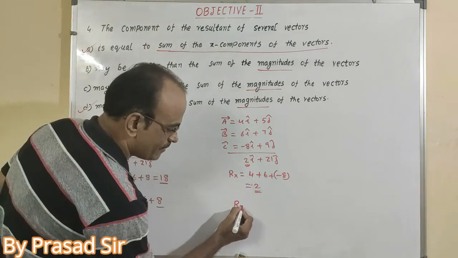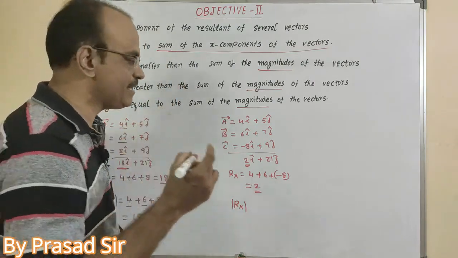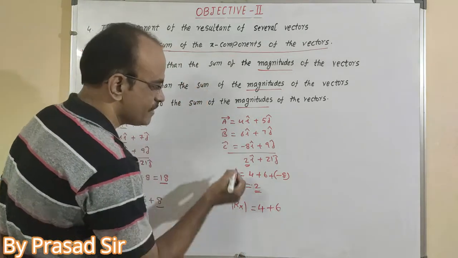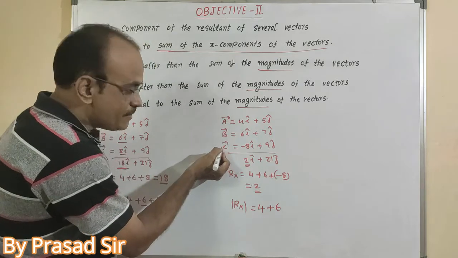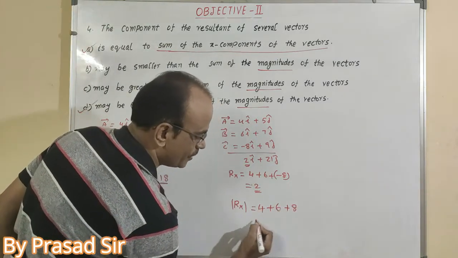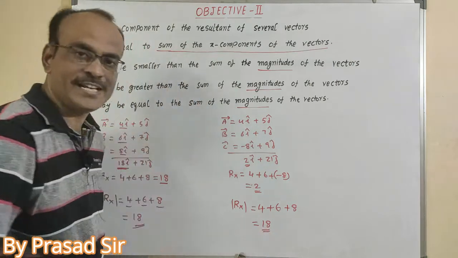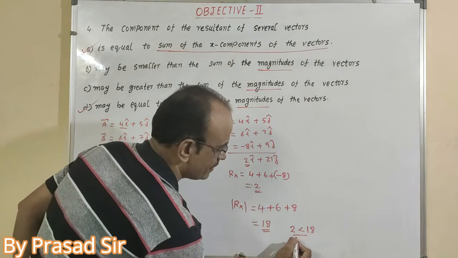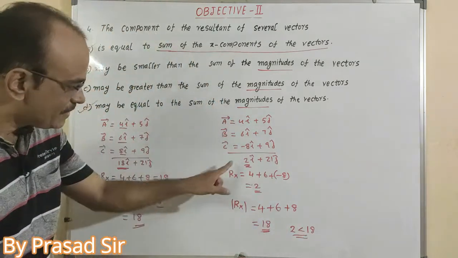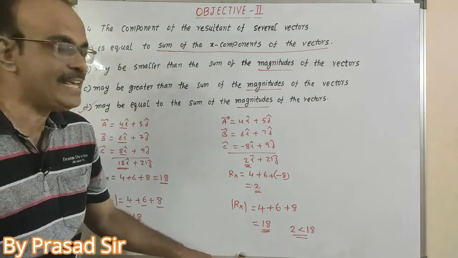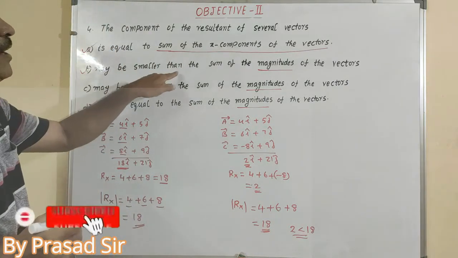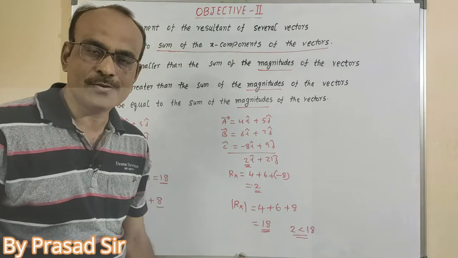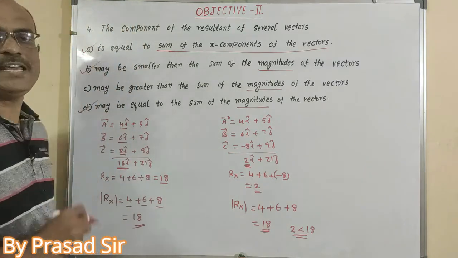But the magnitude is required. So the Rx magnitude is nothing but, remember, this is very important, 4 plus 6, here the modulus, that means the magnitude of C we will get, plus 8 only. So how much answer are we getting? 18. So that's why 2 is less than 18. Observe these two. From observing these two, which one is correct here? B, may be smaller than the sum of the magnitudes of the vectors. So the correct options for this question are A, B and D.